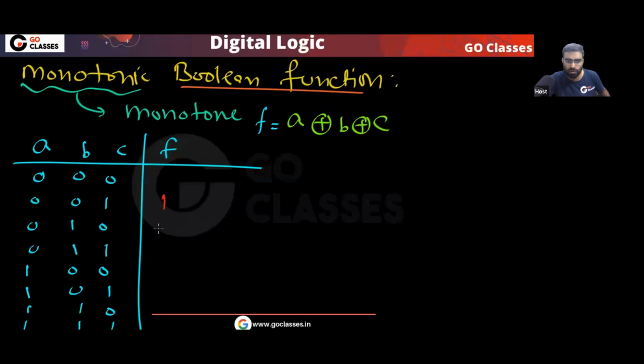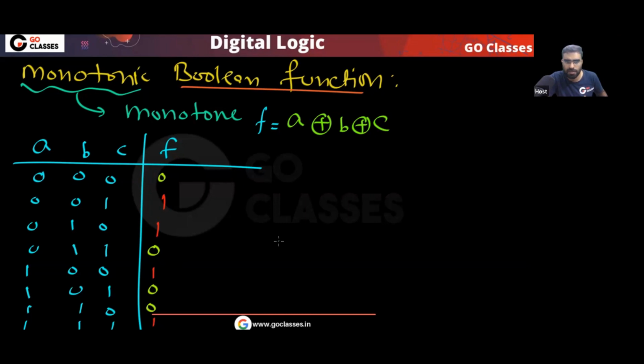Here also an odd number of inputs are 1, function value will be 1. Here an odd number of inputs are 1, function value will be 1. Here too, function value will be 1. In the remaining places, function value will be 0. Now you tell me, is this function monotonic or not?